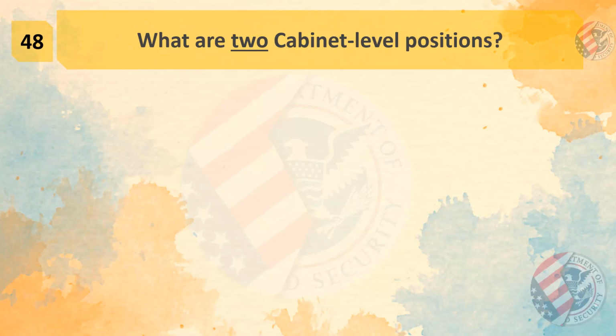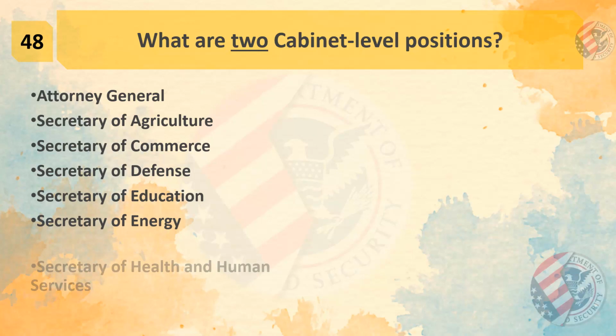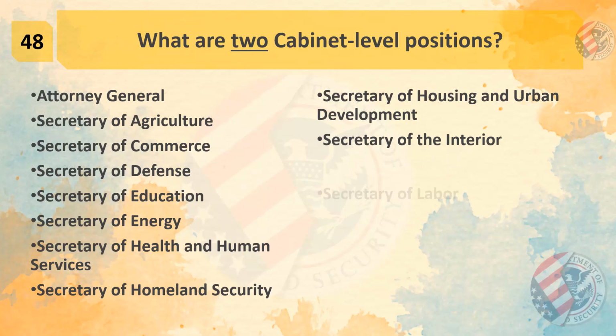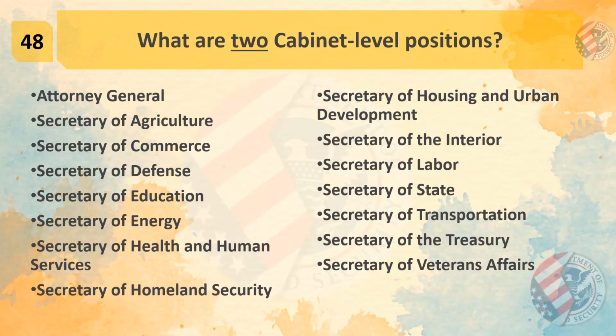What are two cabinet-level positions? Attorney General, Secretary of Agriculture, Secretary of Commerce, Secretary of Defense, Secretary of Education, Secretary of Energy, Secretary of Health and Human Services, Secretary of Homeland Security, Secretary of Housing and Urban Development, Secretary of the Interior, Secretary of Labor, Secretary of State, Secretary of Transportation, Secretary of the Treasury, Secretary of Veterans Affairs, Vice President of the United States.